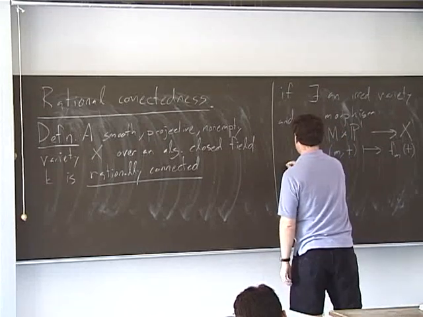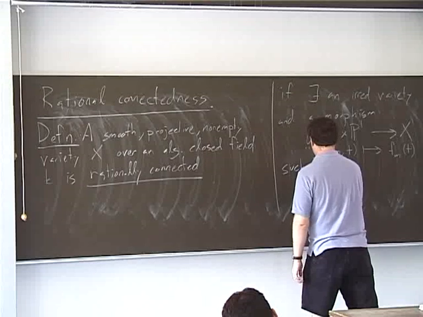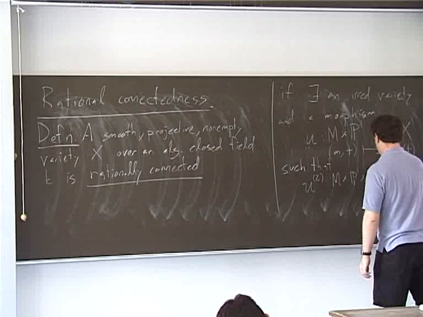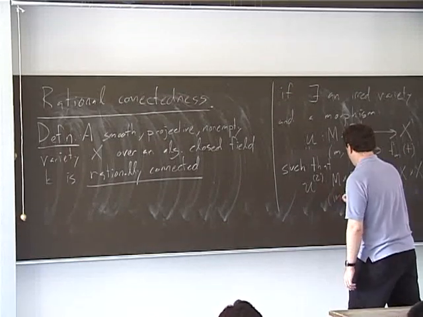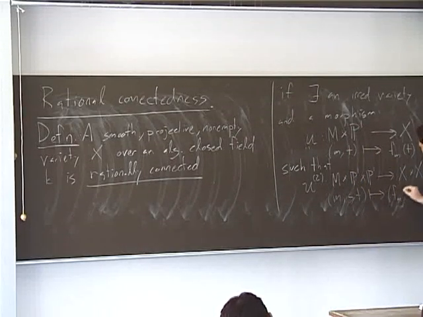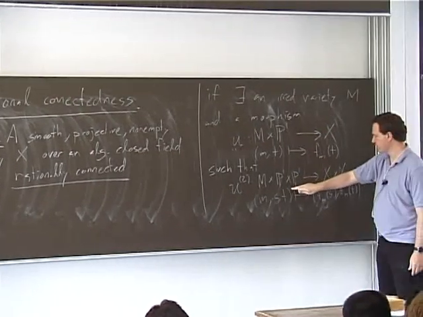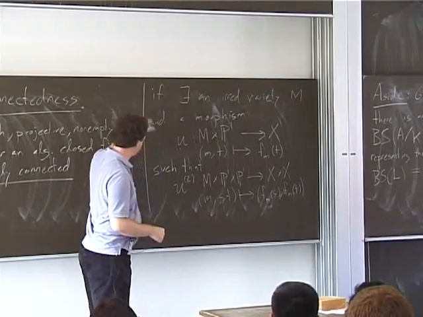So it's a morphism such that this induced morphism, which sends (m, s, t) to the pair (f sub m of s, f sub m of t), is surjective. Again, M parameterizes a family of maps from P1 to X, and given one of those maps and a pair of points in P1, we get a pair of points in X. That's all that this map is. And the condition is that this map is surjective.